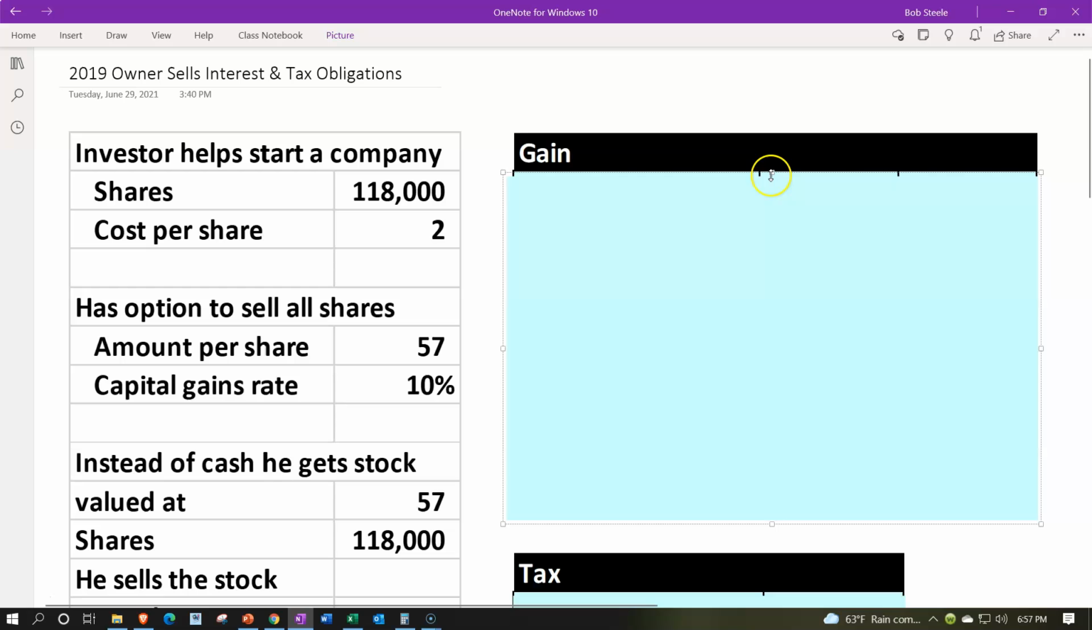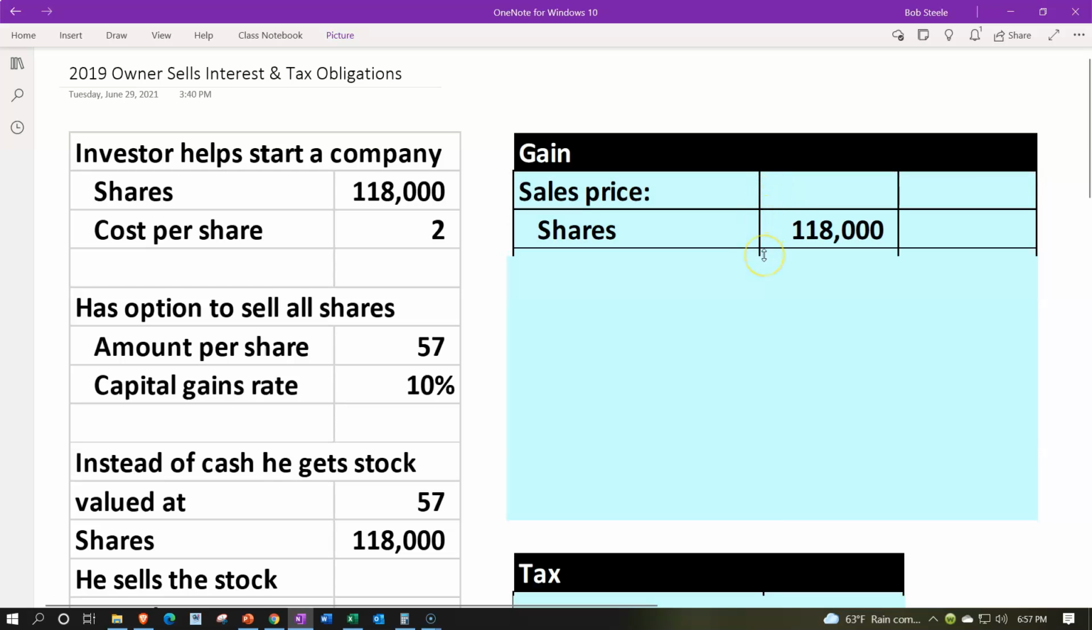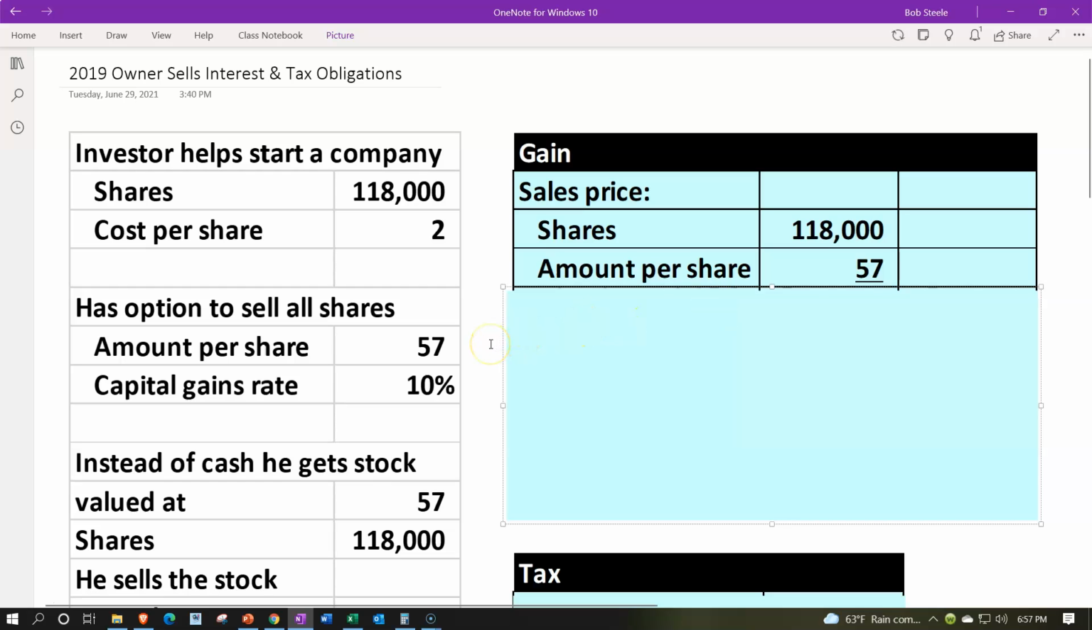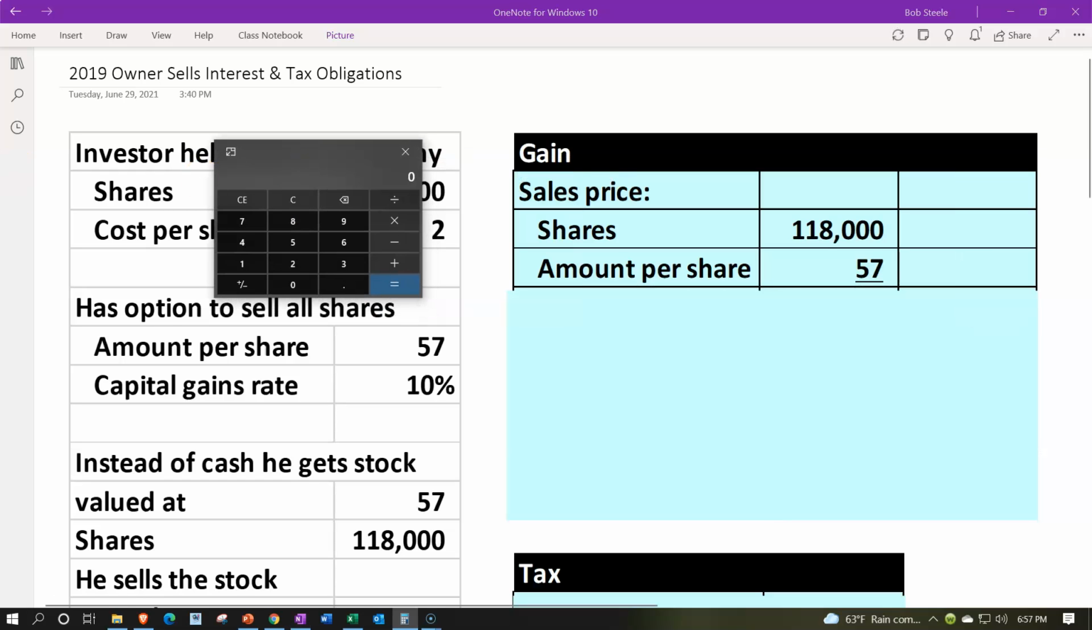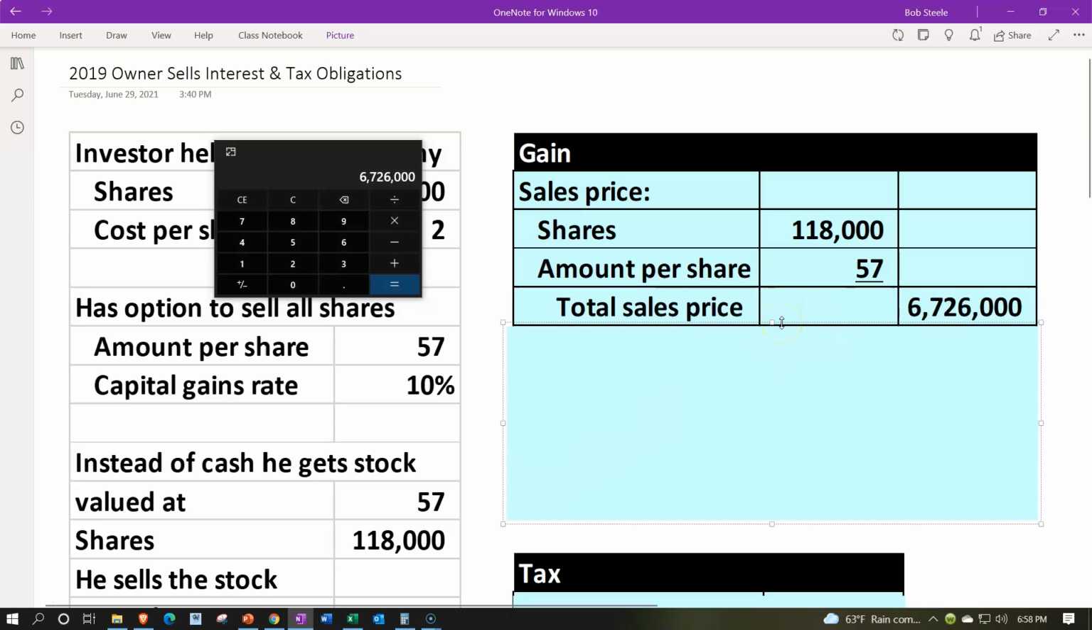Okay, so let's figure out the gain here. We're going to say, all right, the sales price, we've got 118,000 shares. First of all, what if he just sells it for $57? So 118,000 times 57 is going to give us the gain, or the revenue, of 6,726,000.